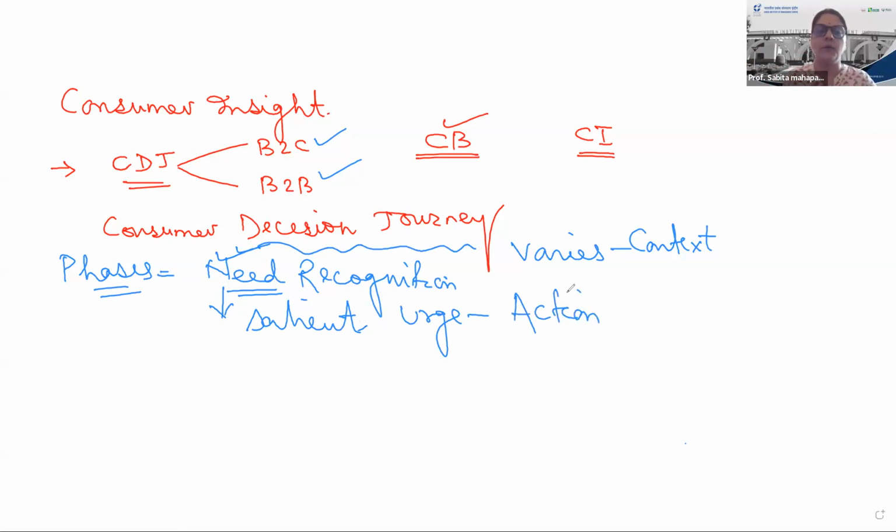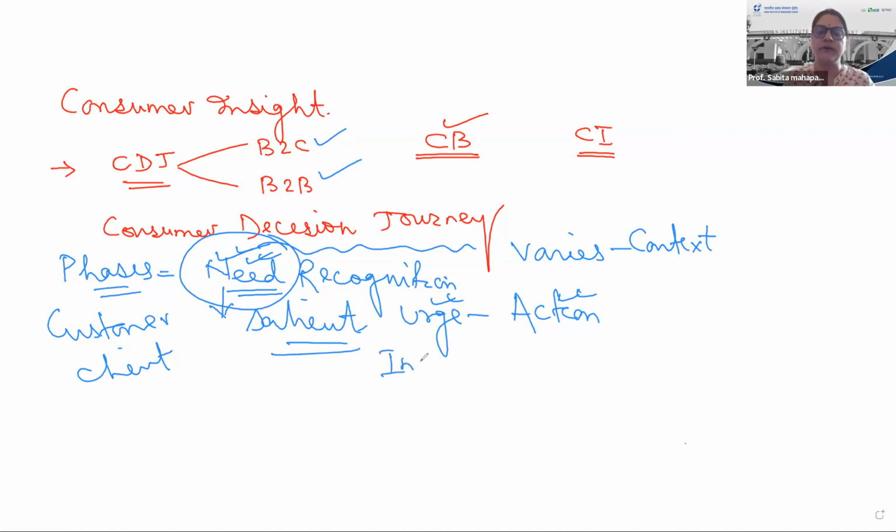I repeat, only if a customer or a client feels the salience of the need will he have an urge for action. Action may be to find out a solution, to search for a solution and then go for the action, meaning buy the product or the service. Now, making the need salient can only be possible in two ways.